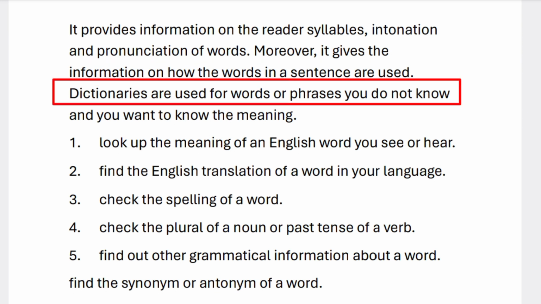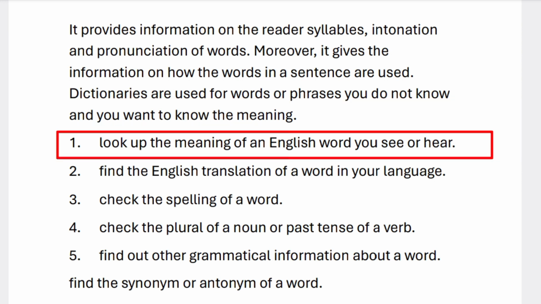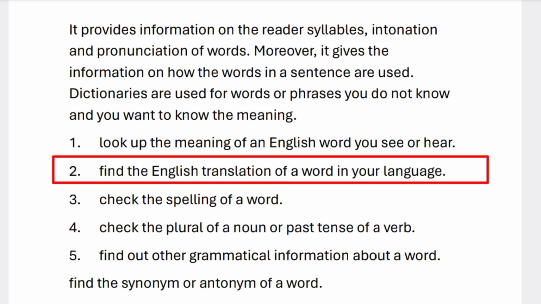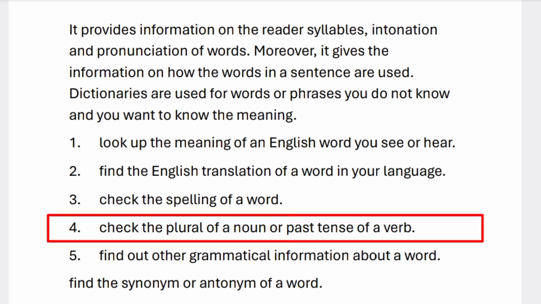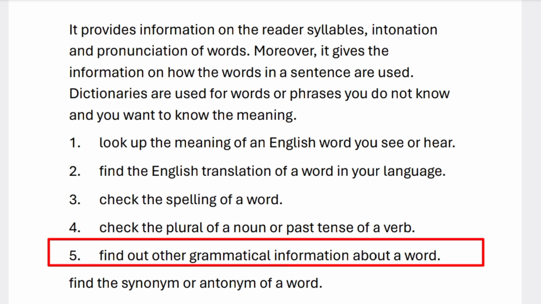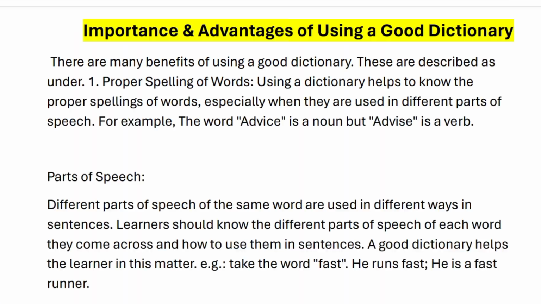Dictionaries are used for words or phrases you do not know and want to know the meaning of. 1. Look up the meaning of an English word you see or hear. 2. Find the English translation of a word in your language. 3. Check the spelling of a word. 4. Check the plural of a noun or past tense of a verb. 5. Find out other grammatical information about a word. 6. Find the synonym or antonym of a word.